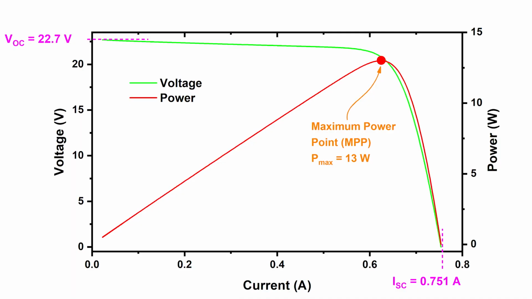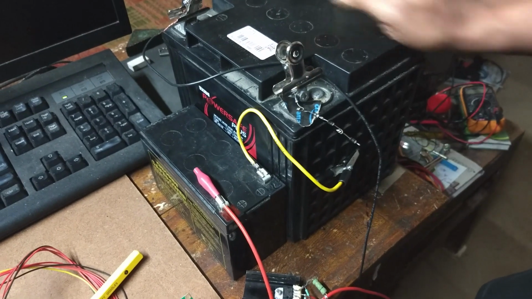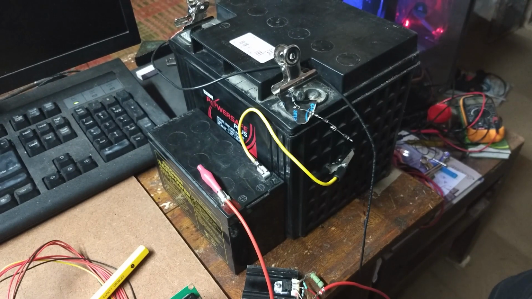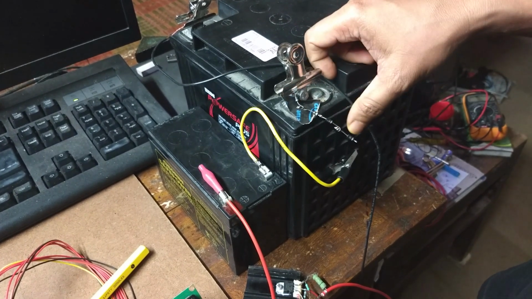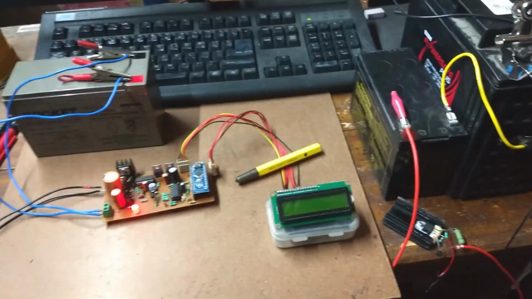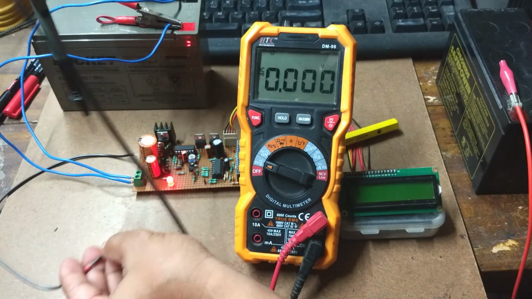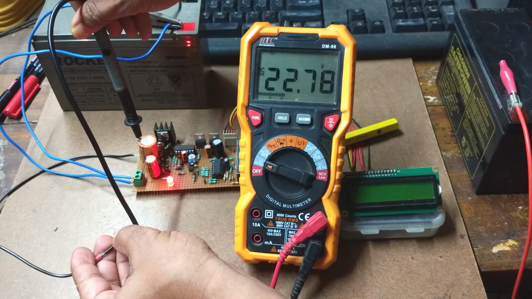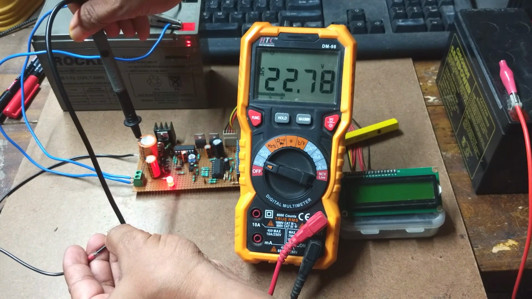From the simulation result, the open circuit voltage is 22.4 volt, short circuit current is 0.751 ampere and the maximum power is 13.03 watt. Here I am using a series of two 12 volt batteries and 4 diodes in series to obtain an open circuit voltage of around 22.8 volt.